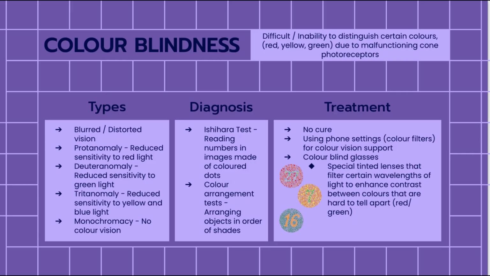Unfortunately, colour blindness has no cure, but people with this disease can be assisted with tools on their phone settings, for example colour filters, to increase the contrast between colours. Colorblind glasses can also help. Special tinted lenses can filter certain wavelengths of light to enhance the contrast between colors that are hard to tell apart, for example like red and green.